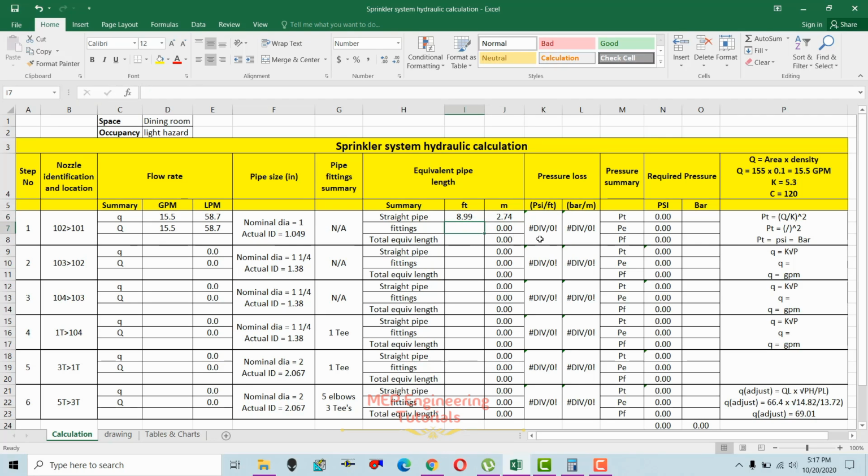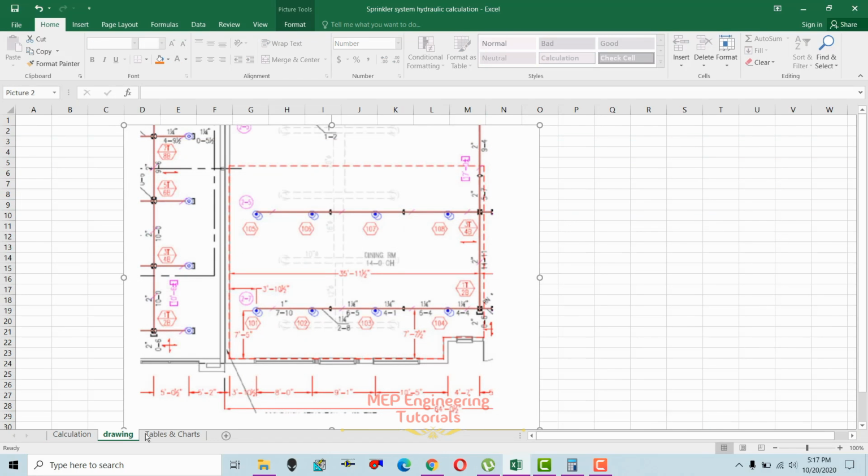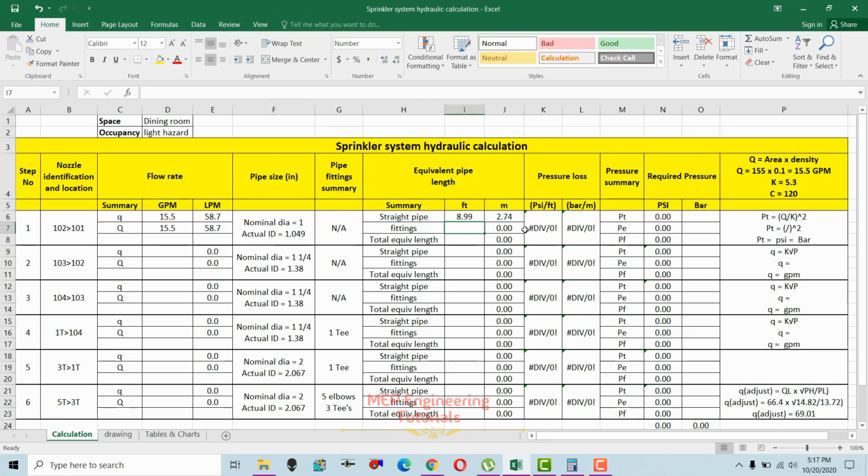Since we don't have any fittings in here, this is just a straight piece of pipe, so this is 0, and the total equivalent length will be the sum of straight pipe and fittings. So we can write it equal to this plus this. So the total equivalent length is 8.99 feet and 2.74 meters. Now we have to calculate the pressure across that sprinkler.